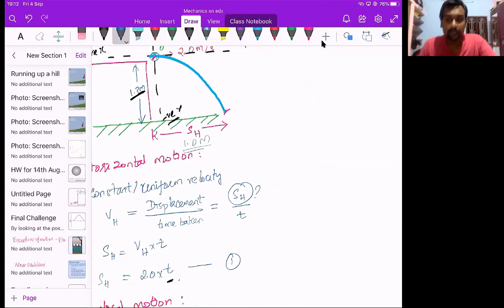So to quickly summarize, or rather to give you an approach towards solving projectile motion, is to break it down into vertical and horizontal motions. And you should also remember the fact that time is the same for both the vertical and the horizontal motion.